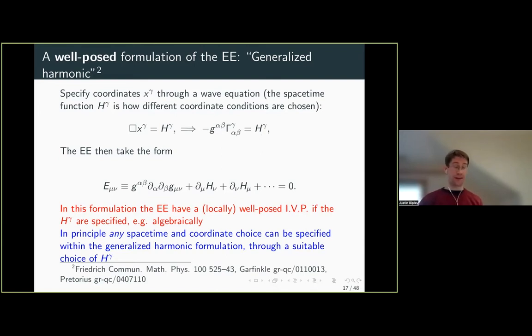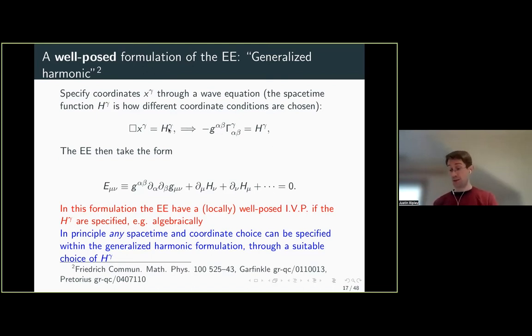And this was proven back in the 80s, although really an earlier version of this, where h is 0, was proven by Choquet-Bruhat back in the 50s, when she proved that general relativity does have a well-posed initial value formulation in some set of coordinates. But if you make h arbitrary, in principle, you can get any coordinates you want.